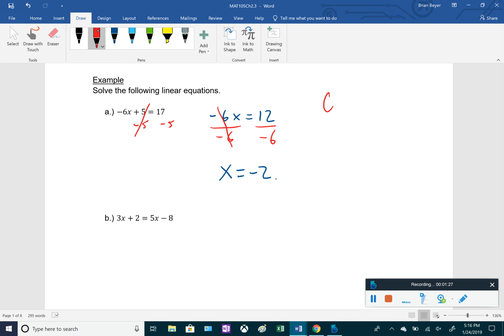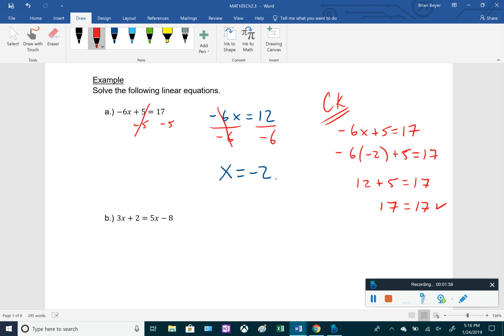So I'm going to check this one. I'm not going to check all of them. I'll leave that to you to check them if you want to. So negative 6x plus 5 equals 17, and we want to plug in a negative 2 to see if that works. So negative 6 times negative 2 plus 5 equals 17. That's 12 plus 5, which is 17, so we know that we did it correct.